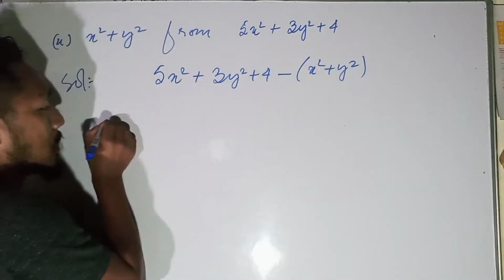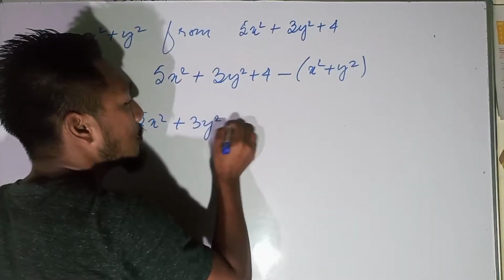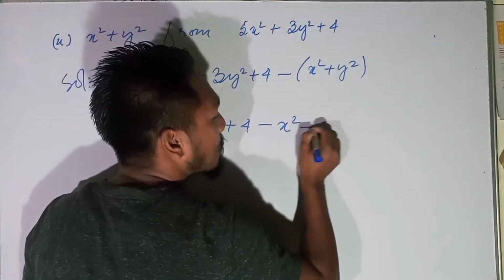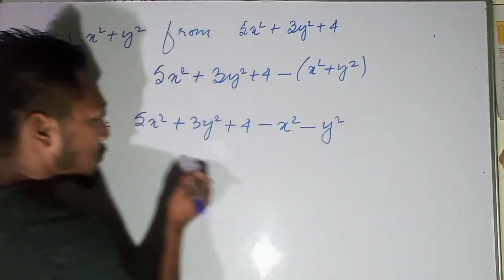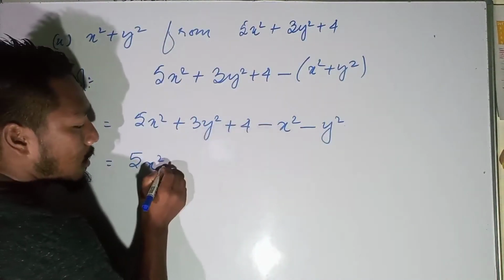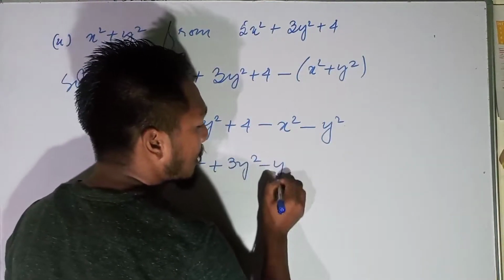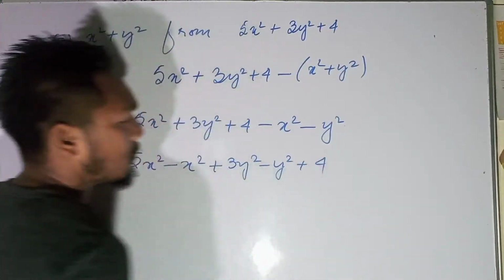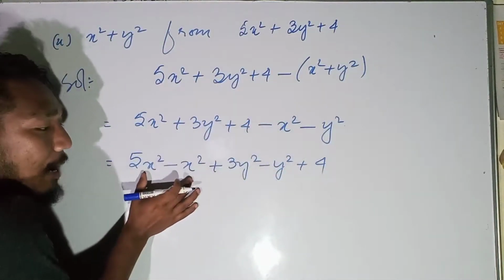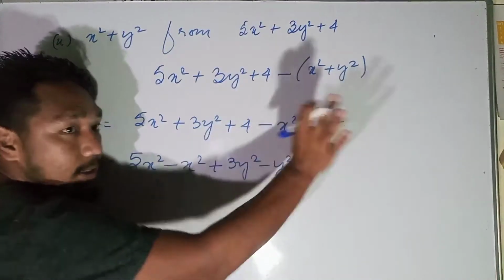So 5x squared plus 3y squared plus 4; I open up the bracket, and it becomes minus x squared, and minus y squared. Again, I write the x squared and x squared together, then plus 3y squared and minus y squared, plus 4. The x squared terms are like terms, so I made a grouping. The y squared terms I also group. Plus 4 remains single.